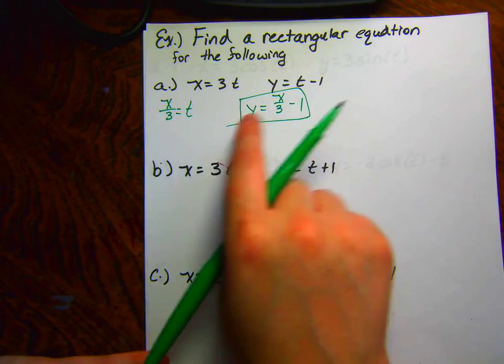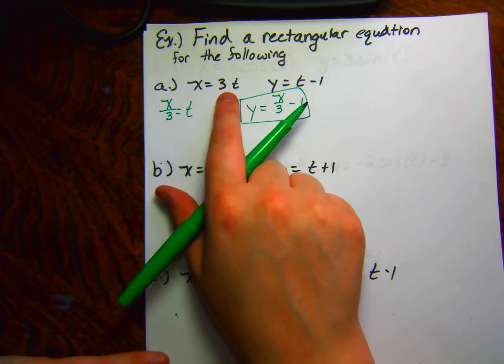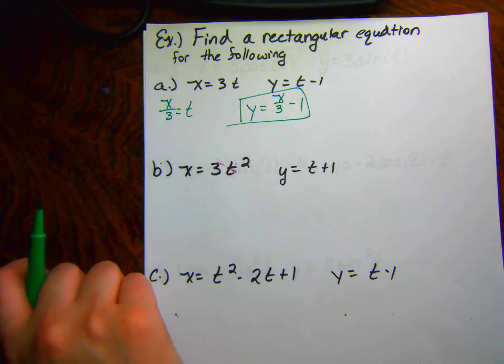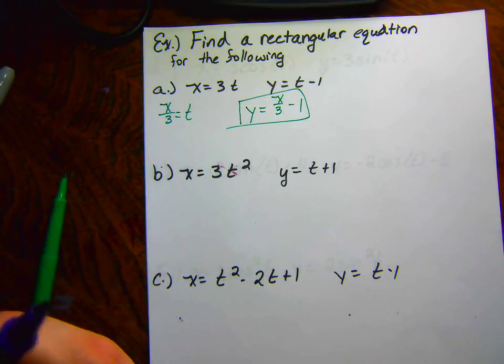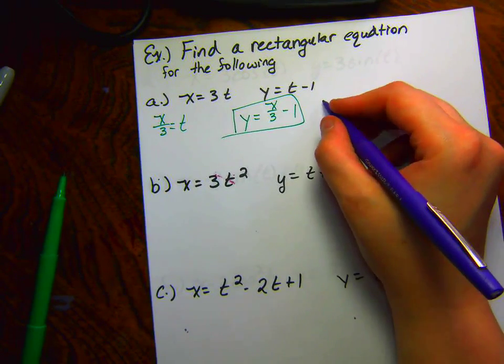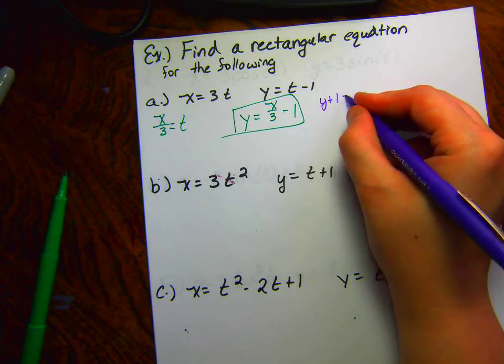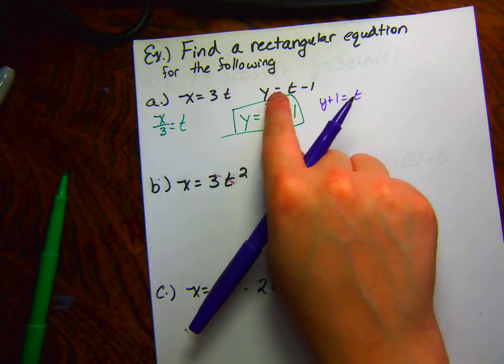Now, let's say instead of solving this one for t, let's say that we solve this for t. Okay, so another way we could have done it is that we could have said that y plus 1 equals t. I got that from solving this one for t.